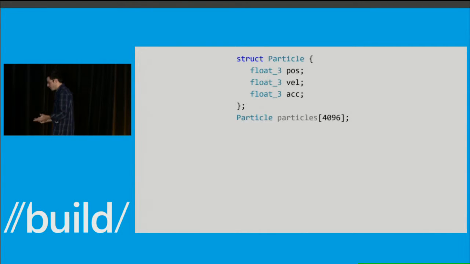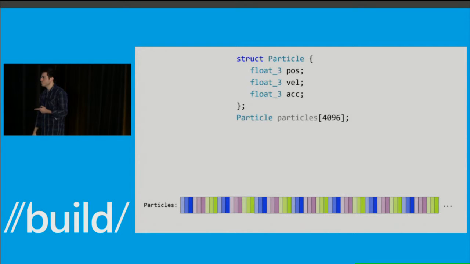What I really want to get at, of course, is memory. That's the whole point of this talk. So what's really important is the data structure of these particles. Each particle has position, velocity, and acceleration. Each of those is a vector, with an XYZ component. And then we've just got an array of these particles. In this case, we've got 4,096.